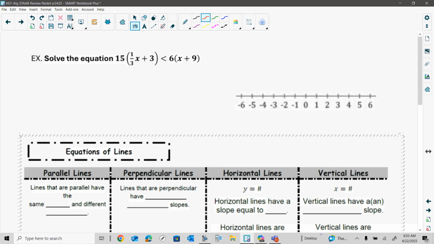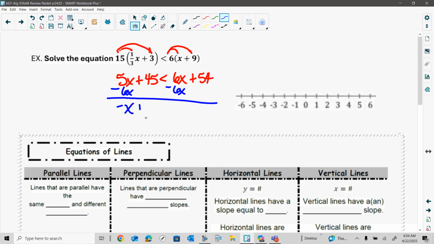So to solve this, you have to remember anytime I see parentheses or a number outside the parentheses to distribute, okay? So basically this is saying like a third of 15 would be 5x, okay, plus 45 is less than 6x plus 54, okay? Now we're solving for x. We want to get the x on the left side. So I'm gonna, because the inequality will show me which way to go to graph it. So I'm gonna do -6x, okay? So -x plus 45 is less than 54, okay?